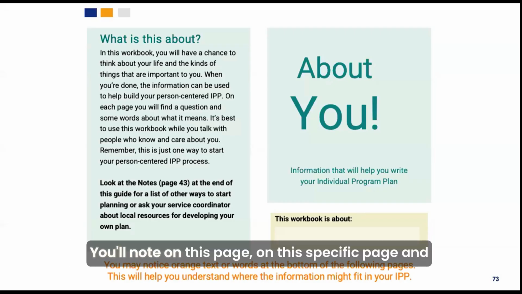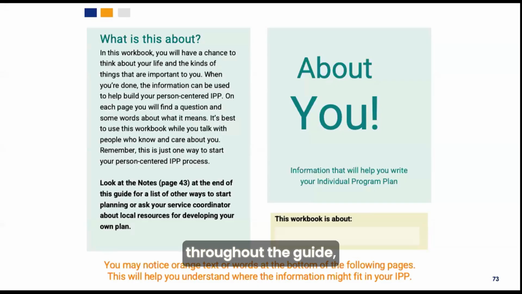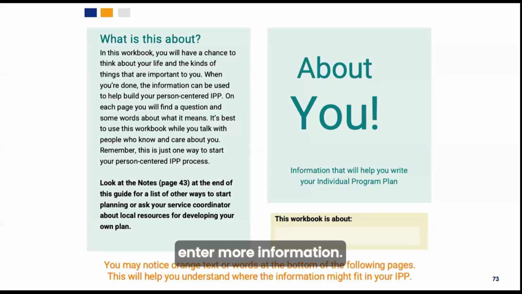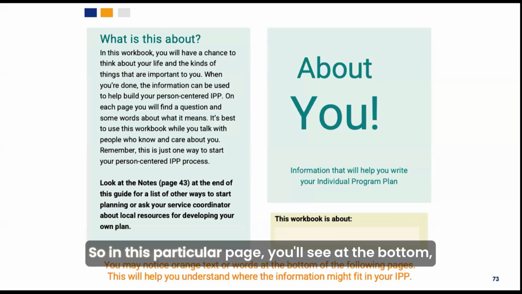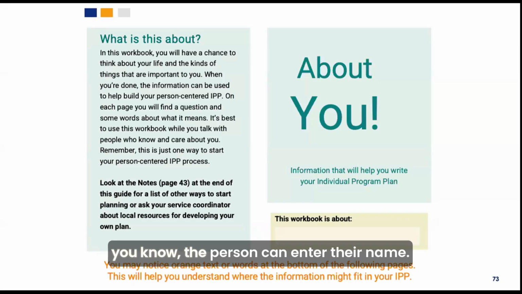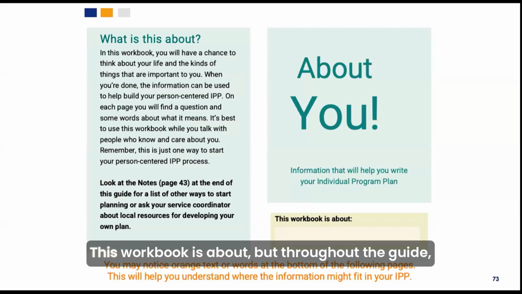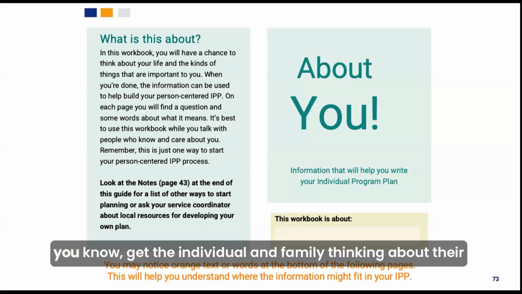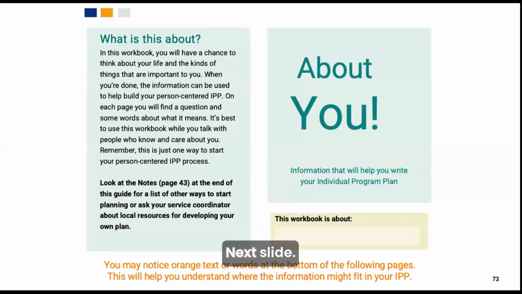You'll note on this specific page, and throughout the guide, that there are areas where the individual and family can enter more information. So on this particular page, you'll see at the bottom, the person can enter their name. Throughout the guide, there are different worksheets to help get the individual and family thinking about their IPP. Next slide.